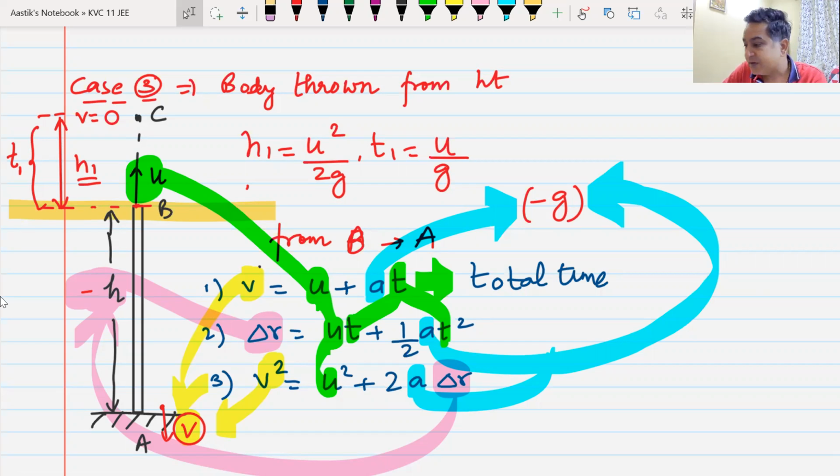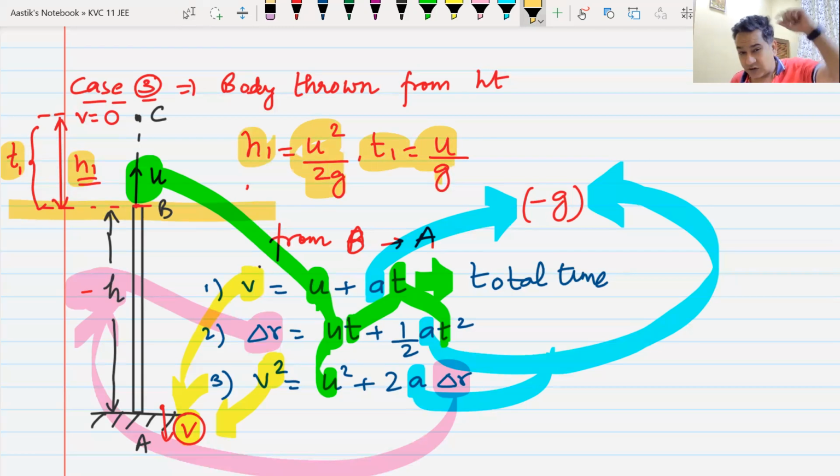How did we make them? We could find the value of this height h1, that it eventually reaches, and this time t1, from these two equations. And if someone asks us what is the velocity with which it falls, or what is the total time, we can make equations directly from a to b. Do we remember this? Yes or no?